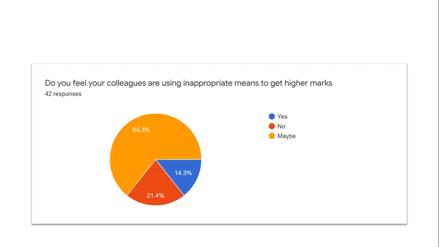This was again a question that we asked: if they feel that some of their colleagues are using inappropriate means. By inappropriate means we mean that people see the answers first and then read and then come back to answer. So only 21% said no, but 80% to some extent feel that others were doing wrong.